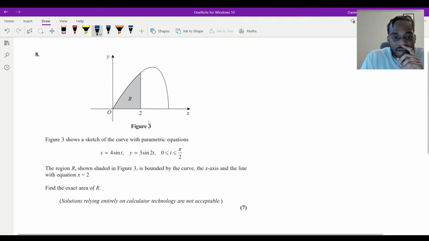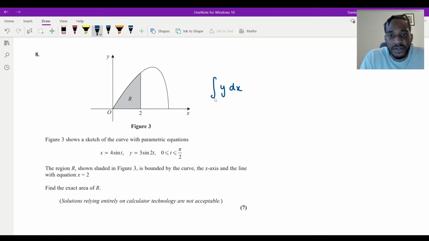What I like to do whenever I'm dealing with parametric integration is, if I look at it in a Cartesian form, I'm going to be integrating this function, whatever it is. I'm going to call it y, you'll see why, with respect to x, and in this case it's going to be between 0 and 2. That is in Cartesian form.